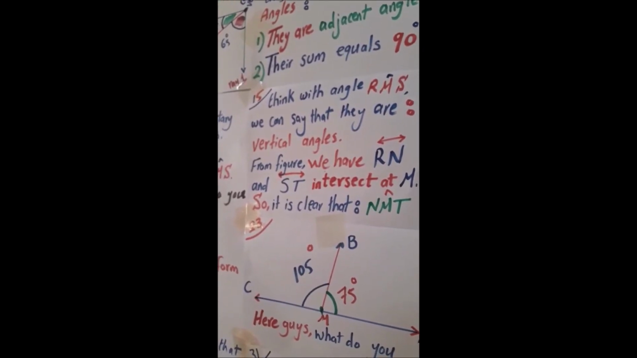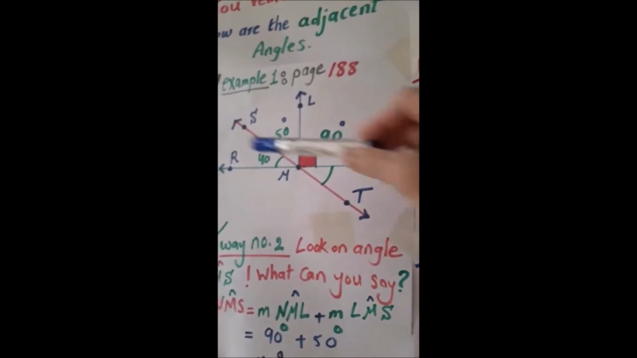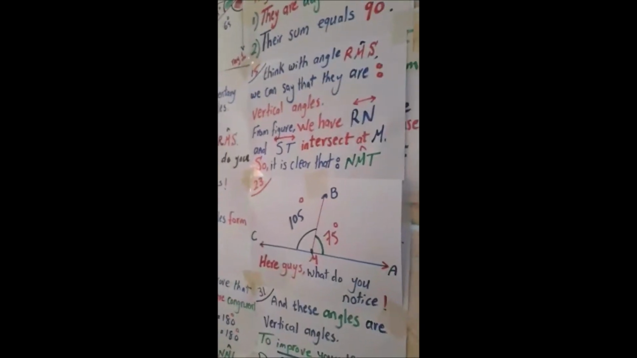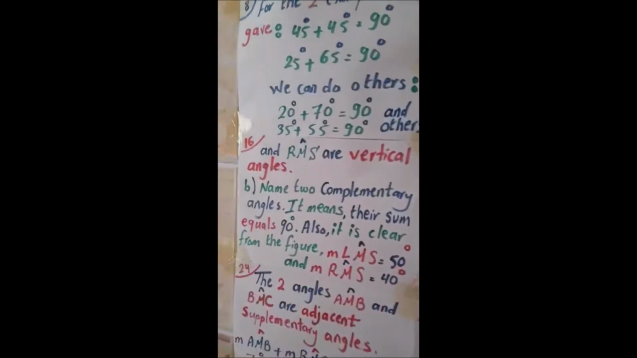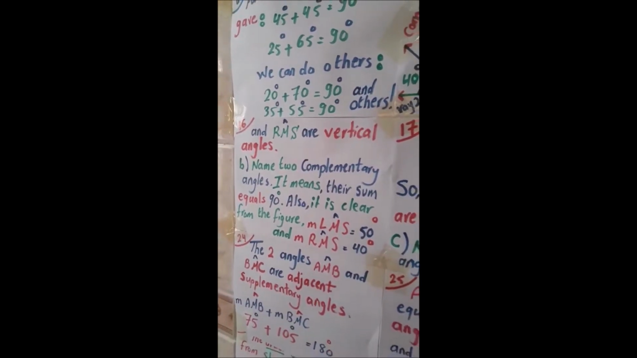From this figure, as we said, we have RN and ST. Yes, where are they? RN and ST intersect at point M. So it's clear that NMT, or TMN, they are vertical angles. So these two angles are vertical angles. Let me go to B.